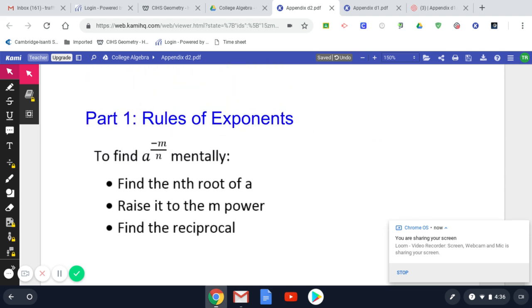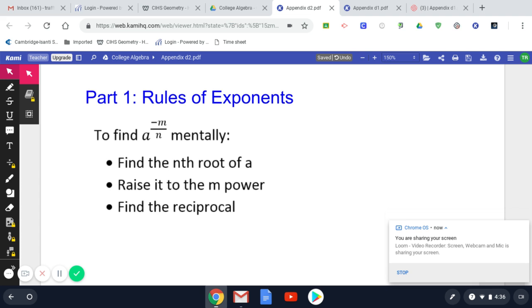So the rules of exponents, when we want to calculate it, we're always going to do the root first, and then we'll raise it to the power, and then find the reciprocal when we have a negative. Okay, so we're going to kind of ignore the negative. We'll do the root, then we'll take the power.